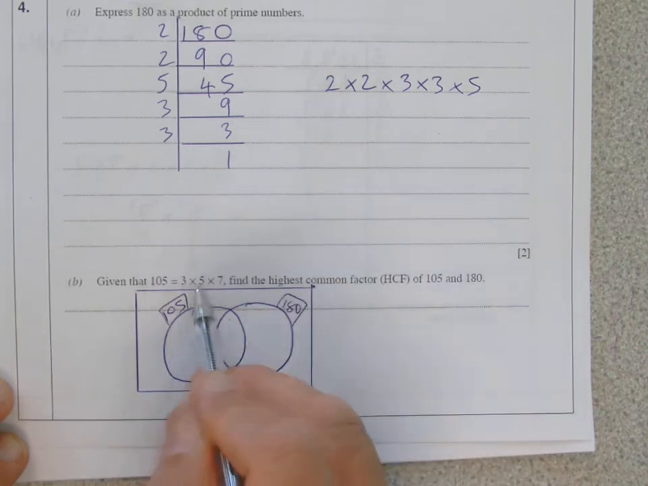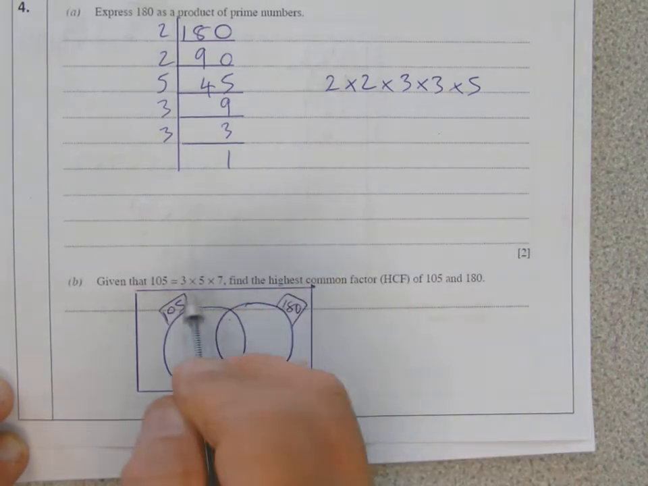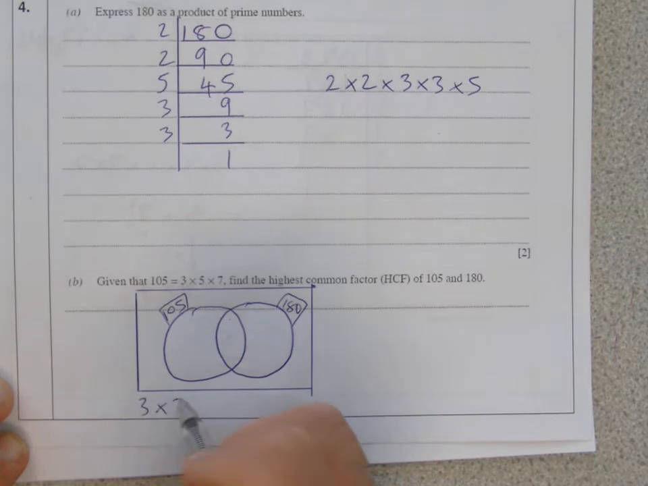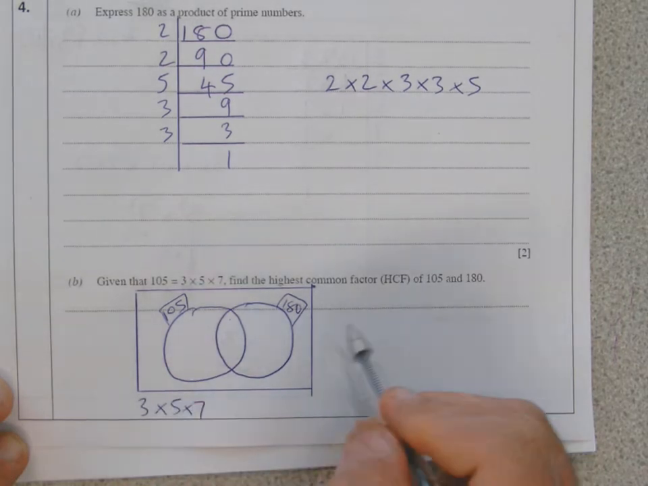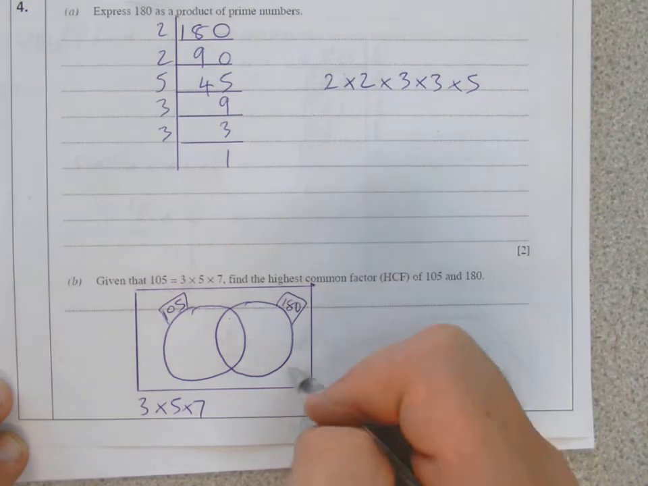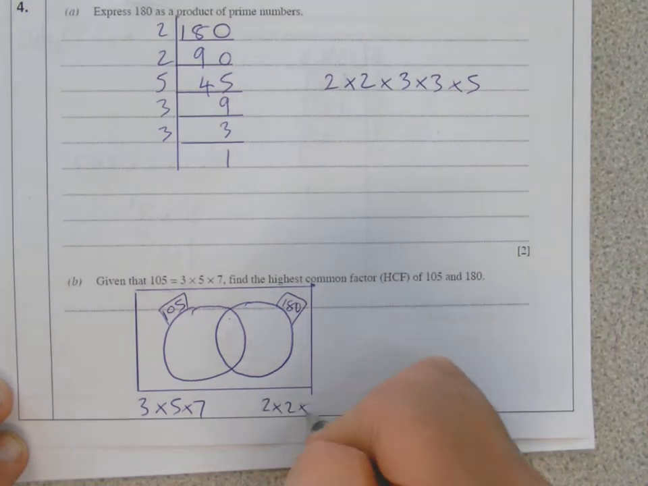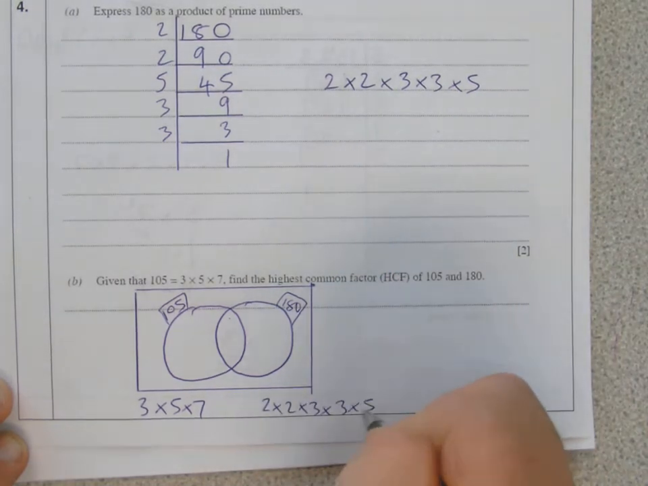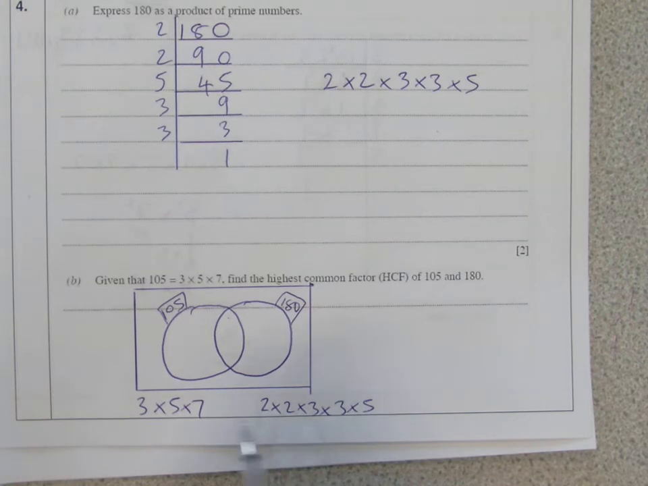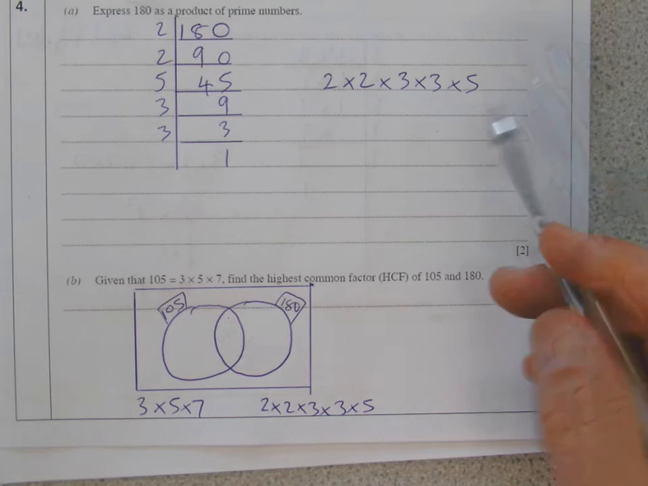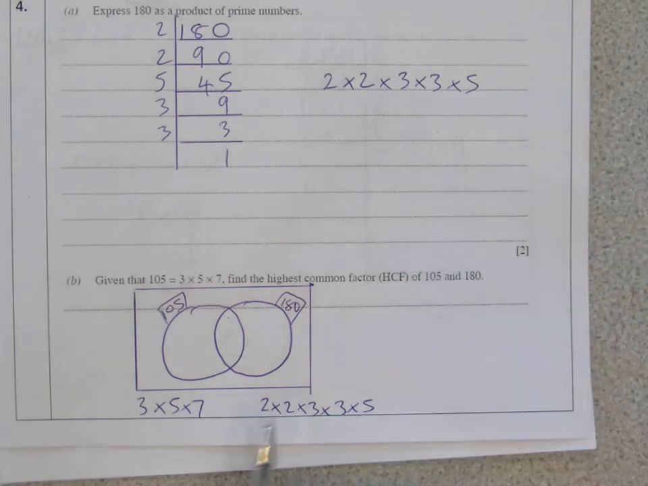So 105, now what I tend to do is I write down what 105 is down here, 3 times 5 times 7, okay? And then 180, I'll write what that is here, 2 times 2 times 3 times 3 times 5, okay? It's much easier as well if it's just in full rather than index form. So it's nicer, we haven't had to use index form, just use it written in full. Now all you've got to do is compare both numbers here, right?